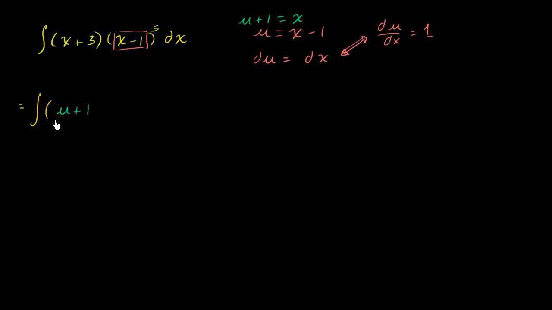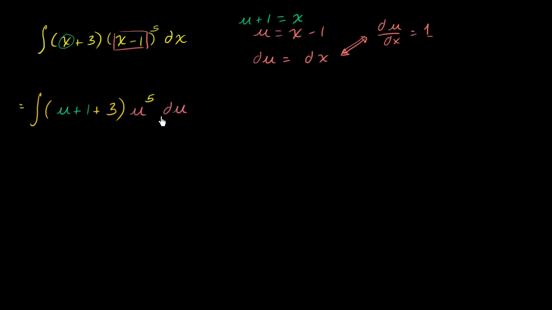I'm just trying to see if I can do something to simplify this expression. So x is u + 1. Then we have our plus 3 there. Plus 3 times (x − 1)^5. x − 1 was u. That's the simplification we wanted to make. So times u^5. And dx is the same thing as du. So du.